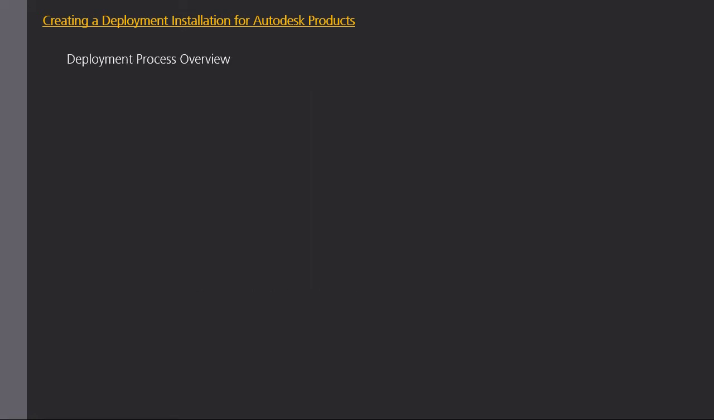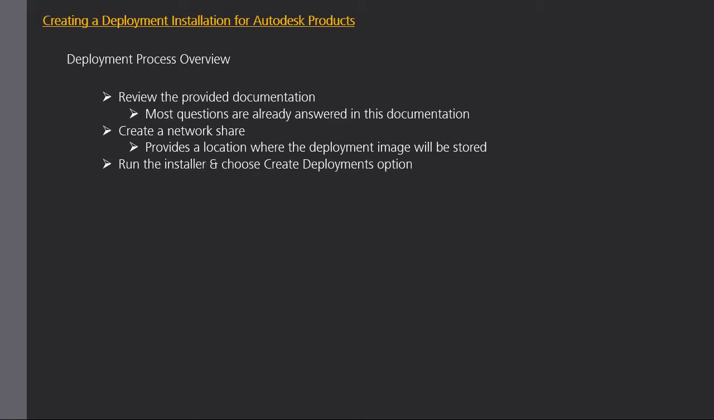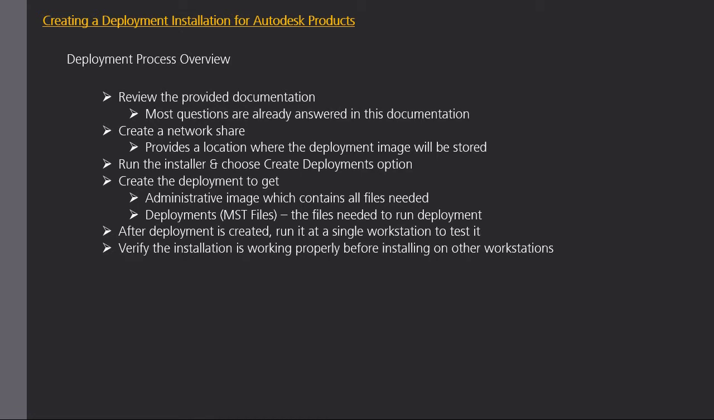Let's go over the deployment process in a quick overview. First, you want to review the provided documentation. Most questions that you will have are already answered in this documentation. Then you'll create a network share. This provides a location where the deployment image will be stored on your company's network. You'll then run the installer and choose to create deployments as the option that you want. Then you create the deployment to get an administrative image, which contains all the needed files. It deploys all the MST files that you need to run your deployment. And then after the deployment is created, you run it at a single workstation to test it out. You verify that the installation is working properly before you install it on other workstations.